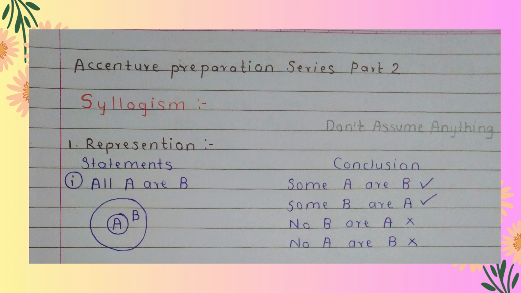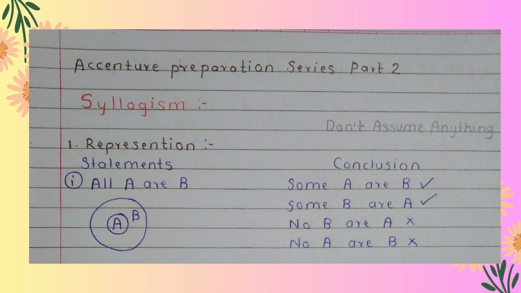Okay, so now let's see what the conclusions are, and which conclusion follows this statement. We have to find that by using the representation. We have already done the representation of all A are B. So the first conclusion is some A are B. Some students of A are in the class of B. Yes, we can clearly say by using that representation, yes, it's true.